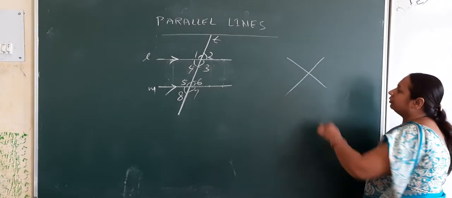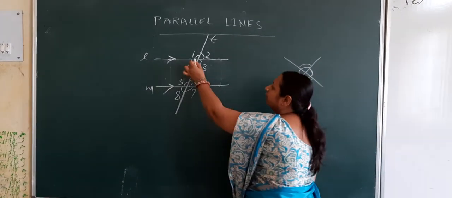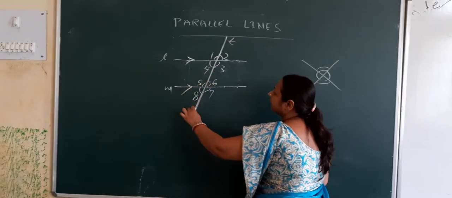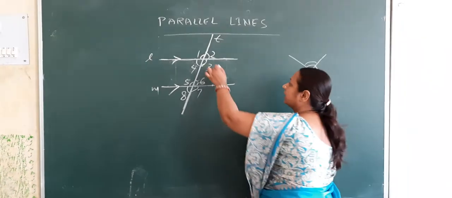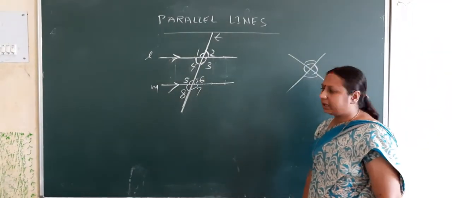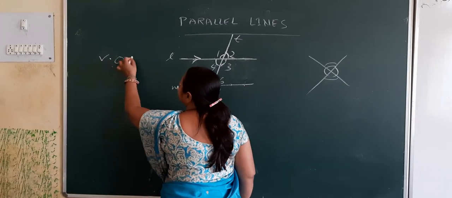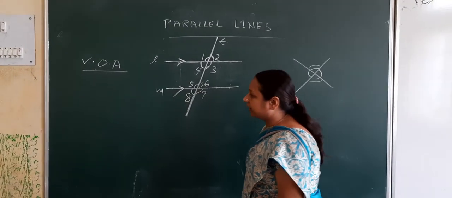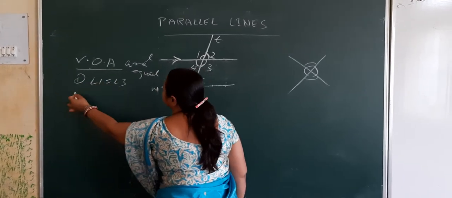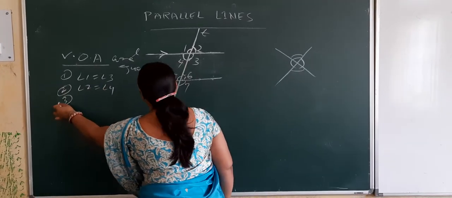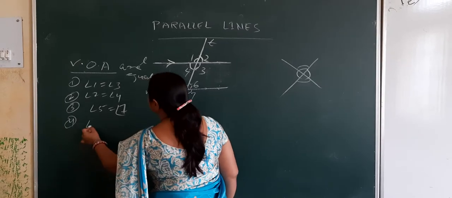As we know earlier, when two lines intersect each other, the vertically opposite angles are equal. Like that, here the transversal line T and line L intersect each other, so angle 1 and angle 3 are vertically opposite angles. Similarly, angle 2 and angle 4 are vertically opposite angles. By the property, vertically opposite angles are equal. In short, we can write VOA for vertically opposite angles. That's why angle 1 equals angle 3, angle 2 equals angle 4, angle 5 equals angle 7, and angle 6 equals angle 8.